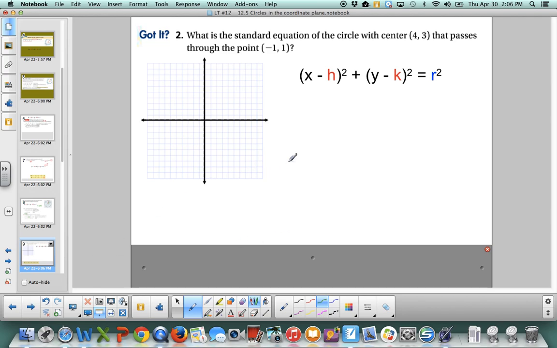What is the standard equation of the circle with center 4, 3 that passes through this point? Pause the movie and then press play when you are finished. Okay, if you've not really tried this problem, please pause the movie and try it, because I'm going to go over it and I want to make sure that you've tried it.